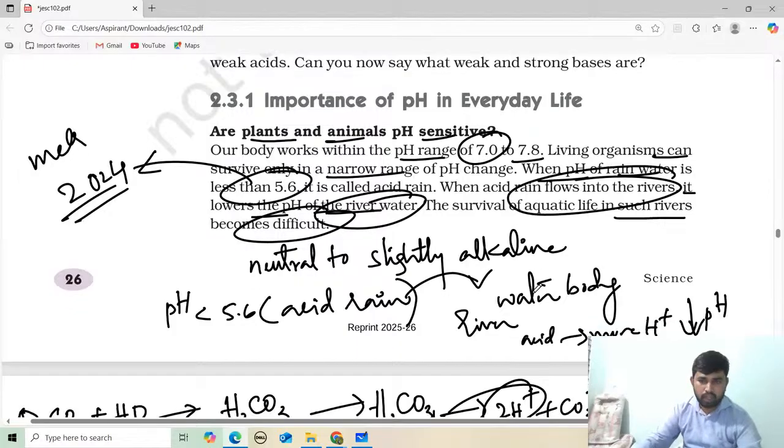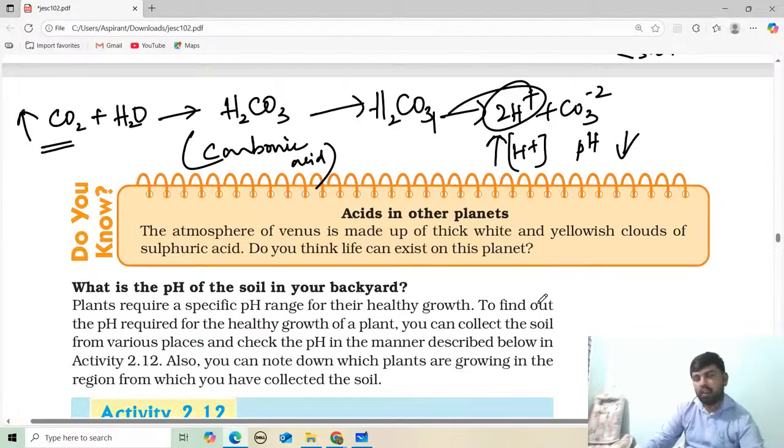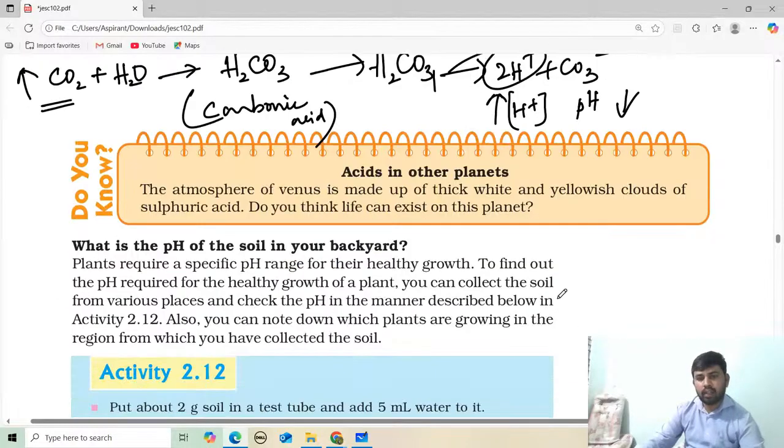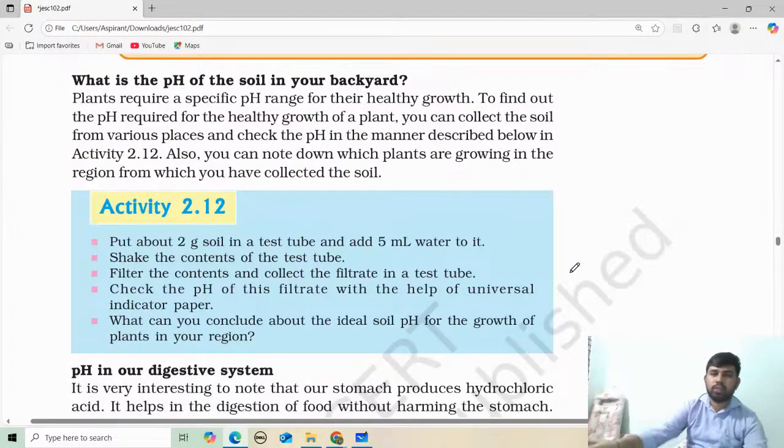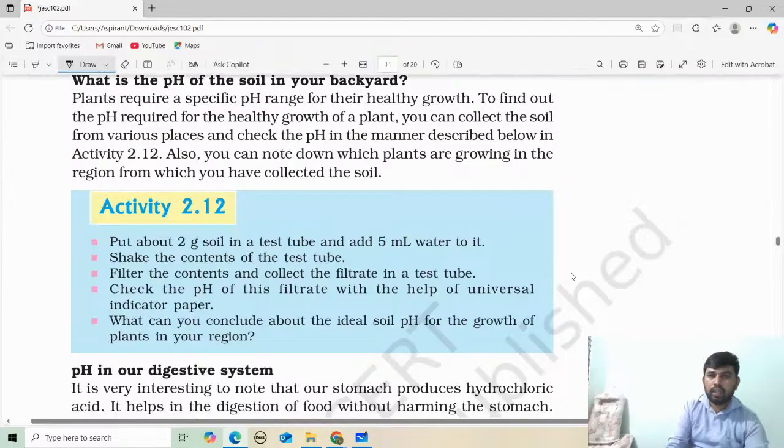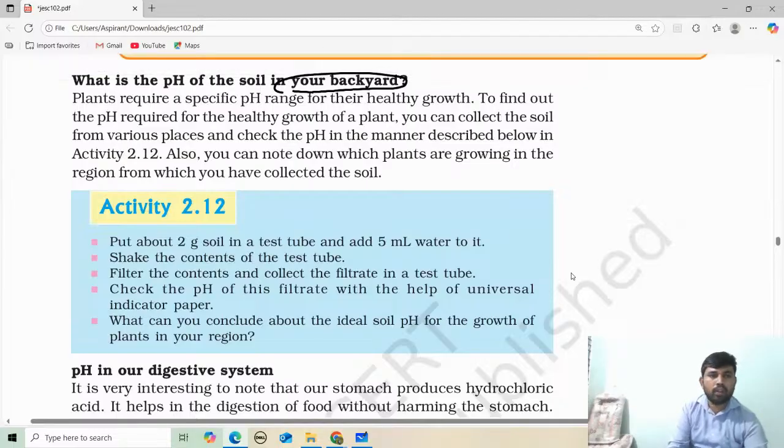Okay, so try to understand. This is the cause of acid rain in the water, affecting aquatic animals. Next, the pH of soil in the backyard. Plants require a specific pH range for their healthy growth. To find out the pH required for the healthy growth of your plant, you can collect the soil.